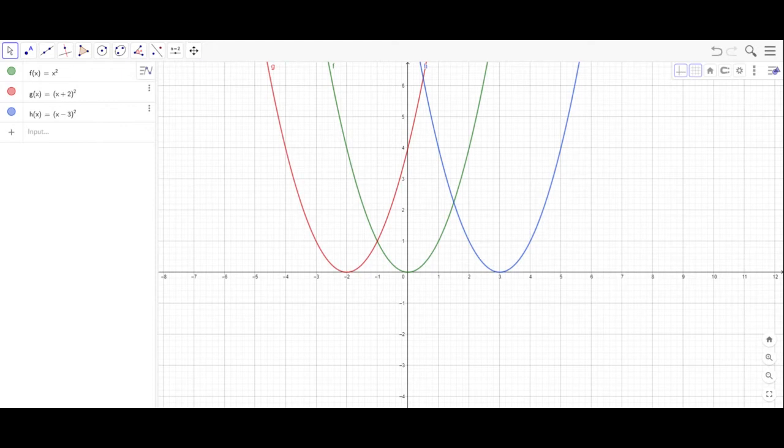Now here's a question I get often. Why is it that when you're adding, it goes to the left, which are the negative values for x, and when you're subtracting, it goes to the right, which are the positive values for x? Why is it backwards, basically? And to explain that, I'm going to switch back to my .com real quick. We're going to keep jumping back and forth.